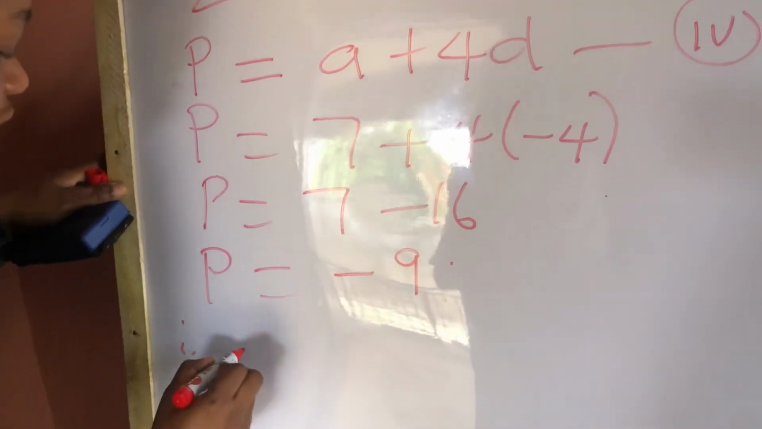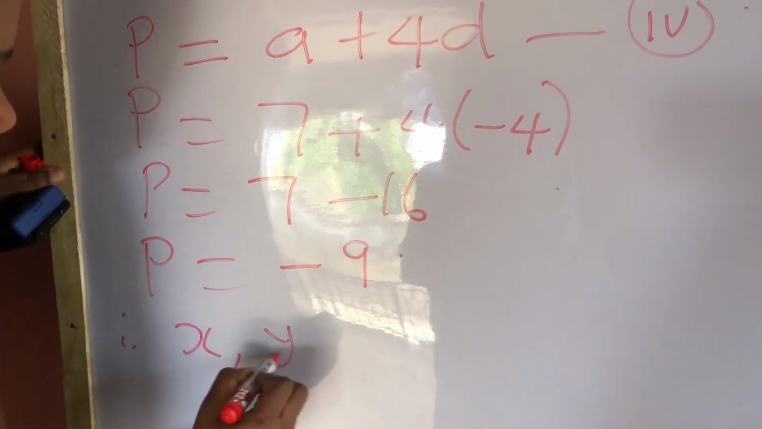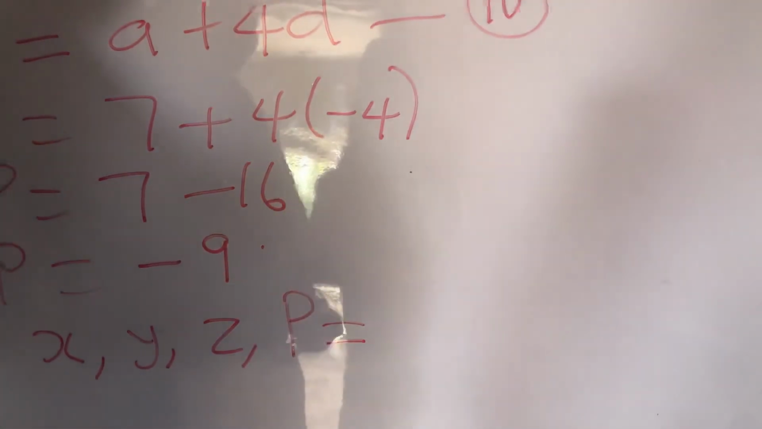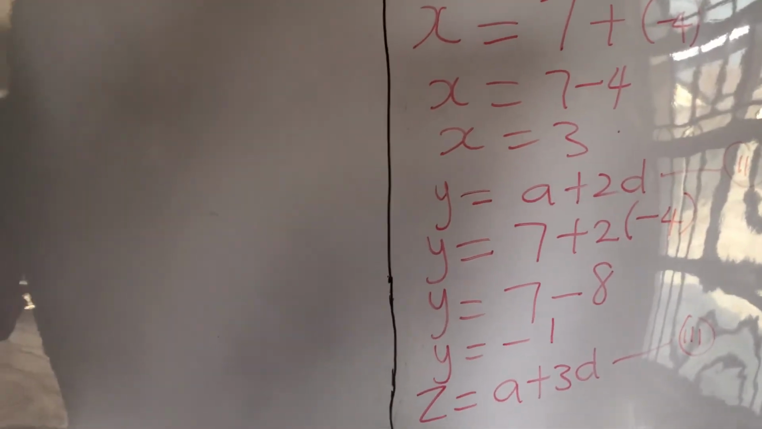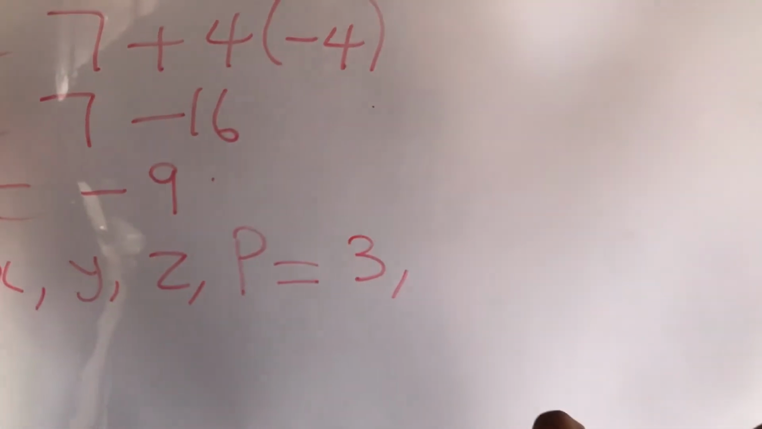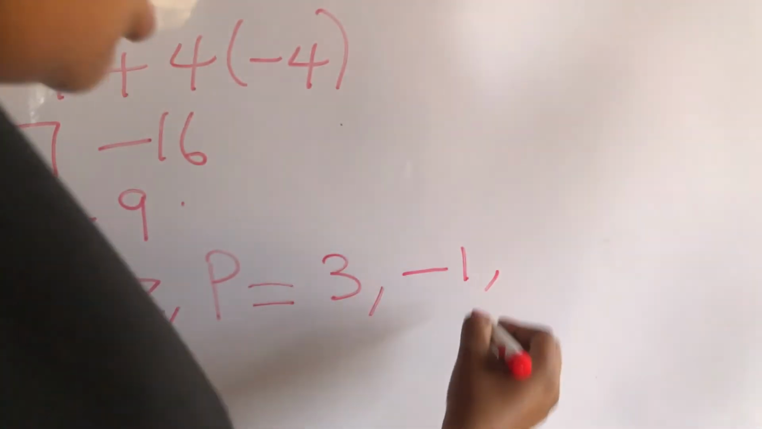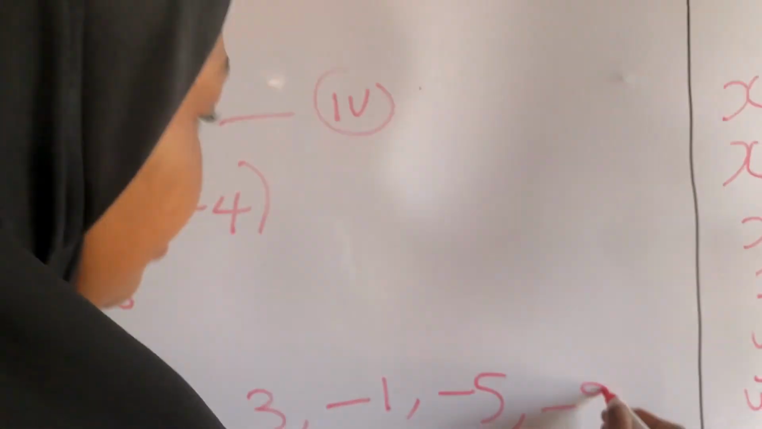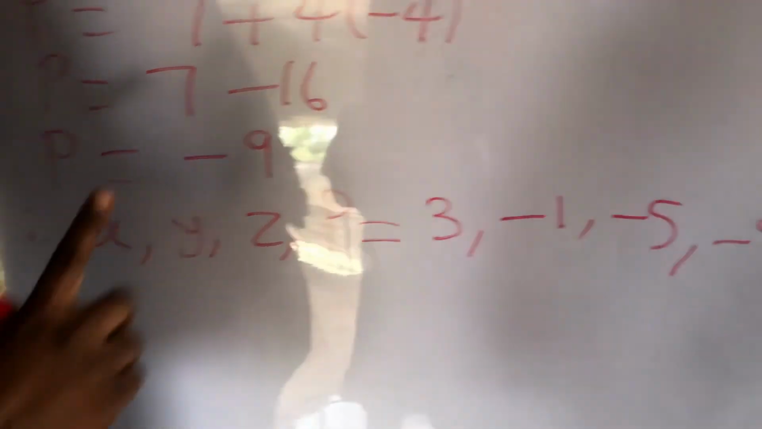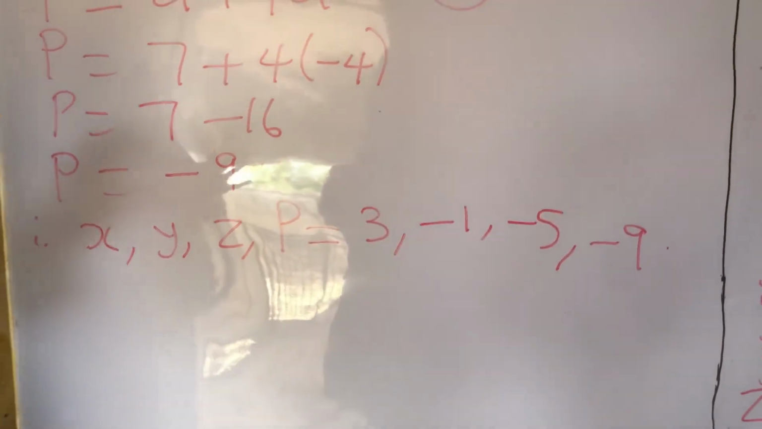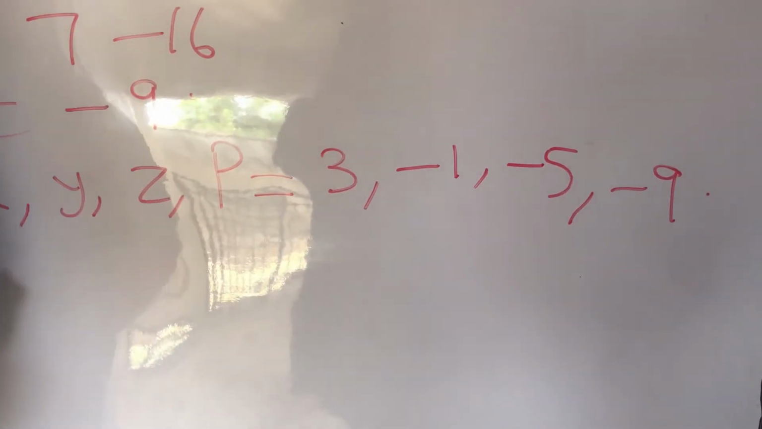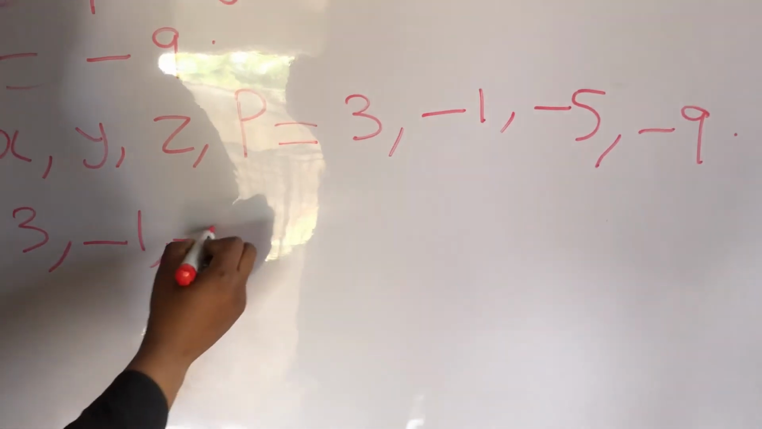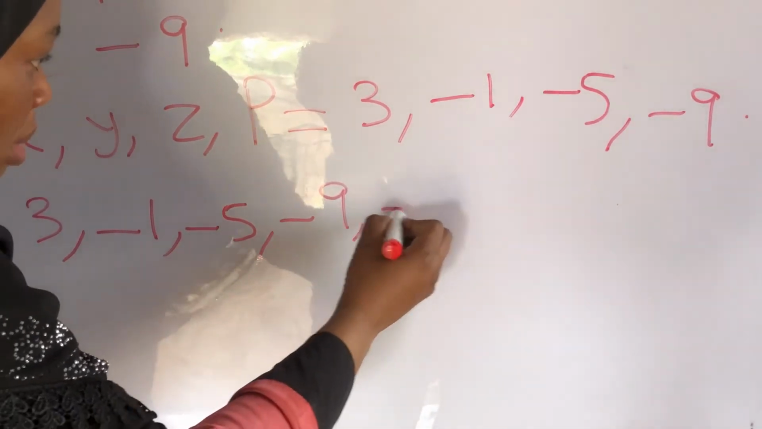So therefore the values of x, y, z, p: we got the value of x to be equal to 3, y is equal to minus 1, z is equal to minus 5, and p is equal to minus 9. So those are the values of x, y, z, and p. That is the 4 arithmetic means between 7 and minus 13. So the AP will now be equal to 7, 3, minus 1, minus 5, minus 9, minus 13.